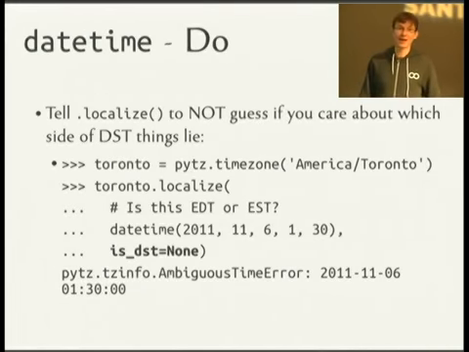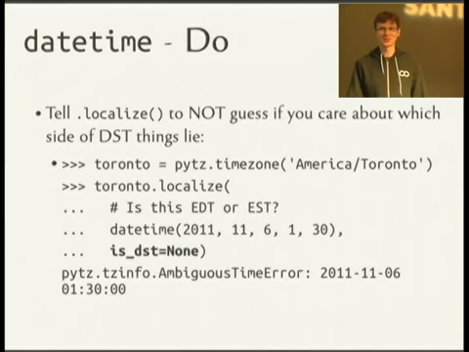Do tell localize to not guess if you really do care about that 1:30 in the morning problem. If you don't pass anything to is_dst, then it will just guess standard time. But if you tell it None, that says don't guess, throw an exception: ambiguous time error. There's also the non-existent 2:30 a.m. that happens on the other side of the year. And it will raise an exception for that as well. And that's a perfect opportunity to ask your user, wait, which one did you mean? Or, hey, are you in Saskatchewan?